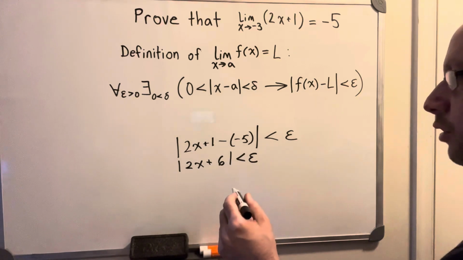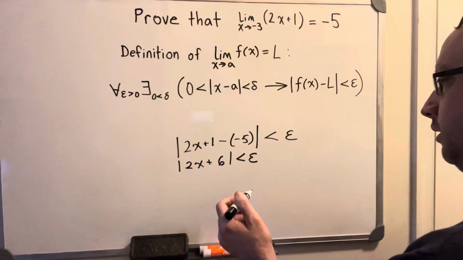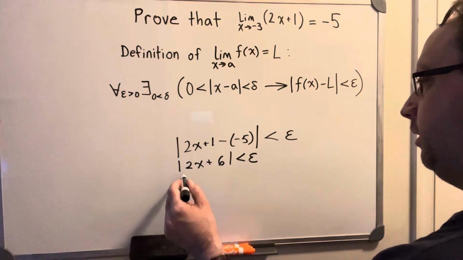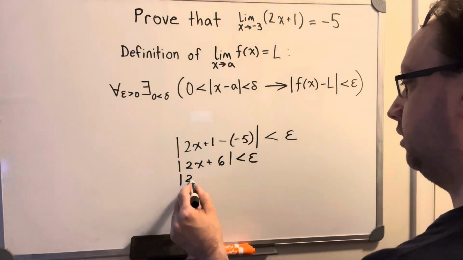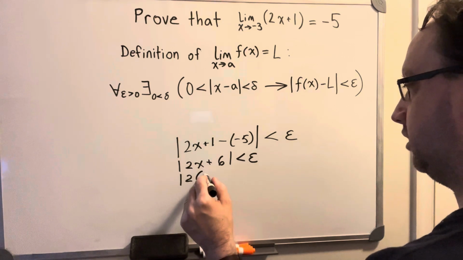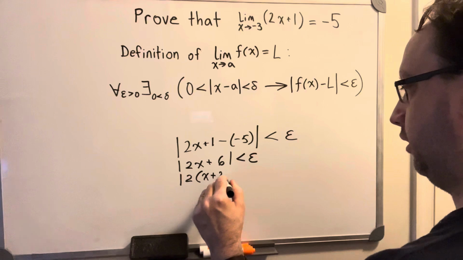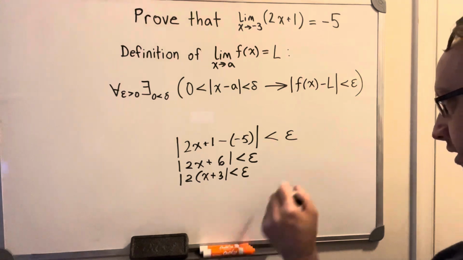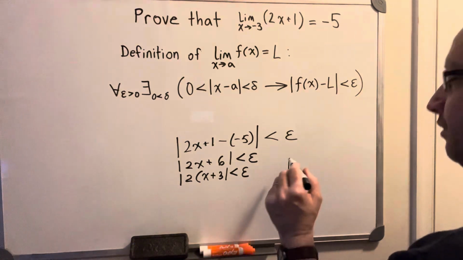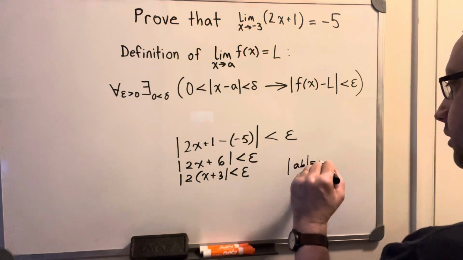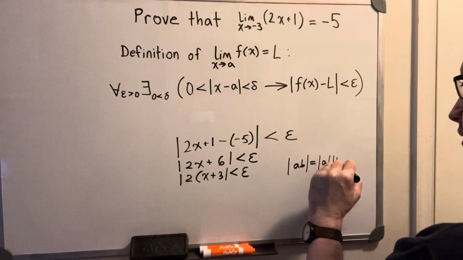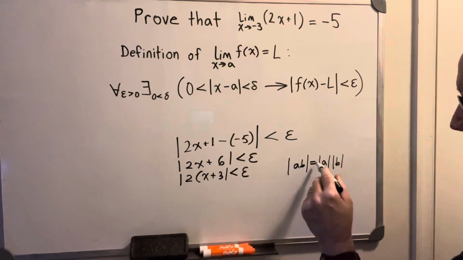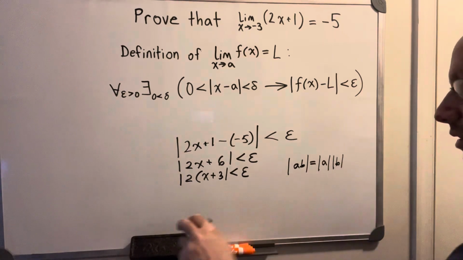Now we need to use another property of absolute values. Can we factor out? We can factor a 2 out of 2x plus 6. This is 2 times x plus 3 is less than epsilon, right? What does this property of absolute values mean? You see, if you have the absolute value of a product, it's equal to the product of the absolute values. So we can do that.